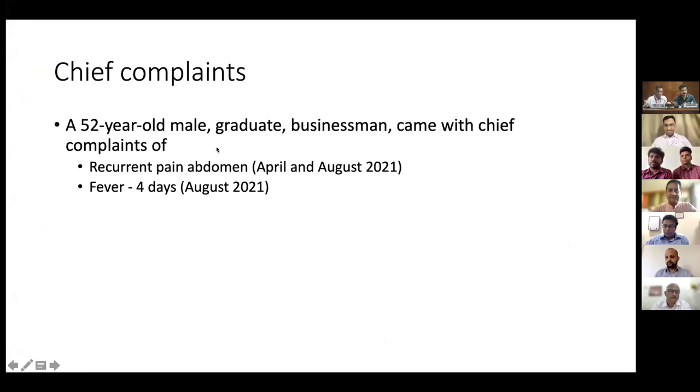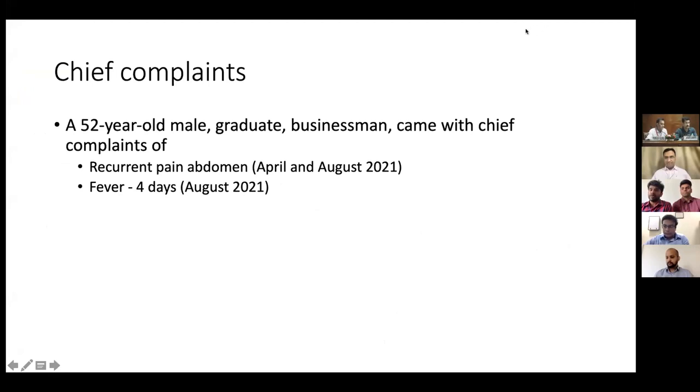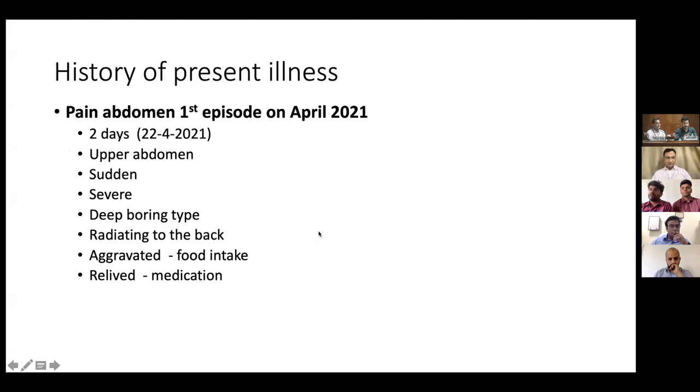Good morning, everyone. I'm presenting a case of a 52-year-old male who was admitted twice in our hospital in the months of April and August 2021. He's a 52-year-old male graduate businessman who came with the chief complaints of recurrent abdominal pain twice, once in the month of April and second in the month of August 2021, and fever for the past 4 days.